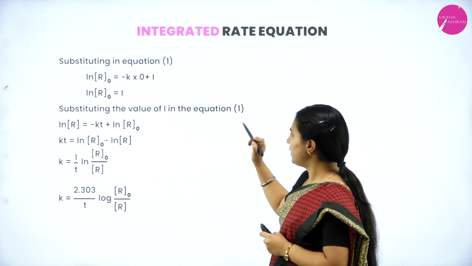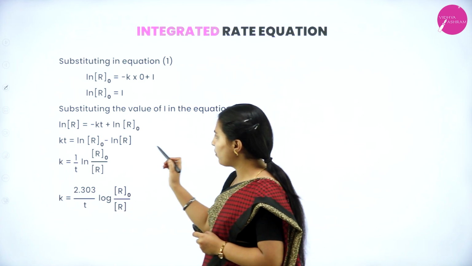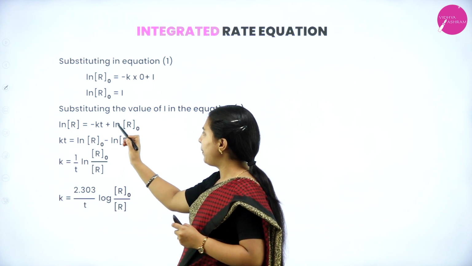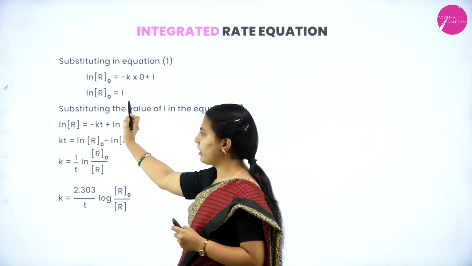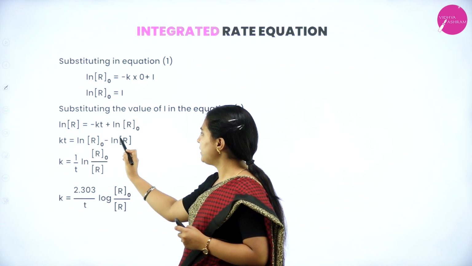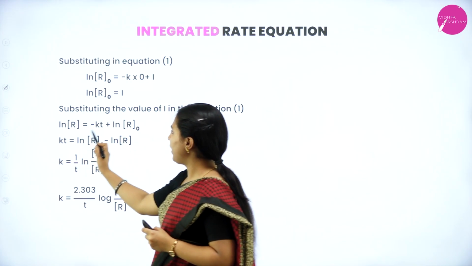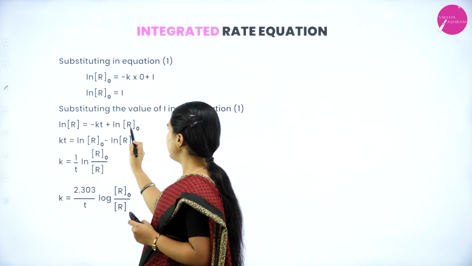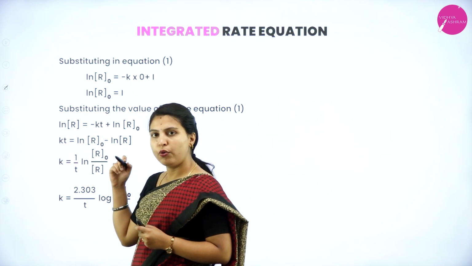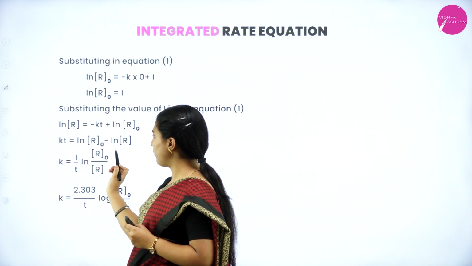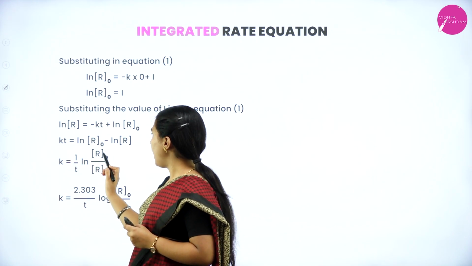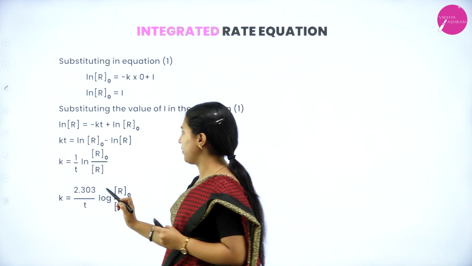Substituting the value of I in equation 1, what will happen? Ln R equals minus K into T plus ln R naught, because I is equivalent to ln R naught. So KT equals ln R naught minus ln R. This KT we have taken to the left hand side. When we have to only find out K, that is the rate constant, we take the left hand side completely. Then K becomes 1 by T ln R naught divided by ln R.